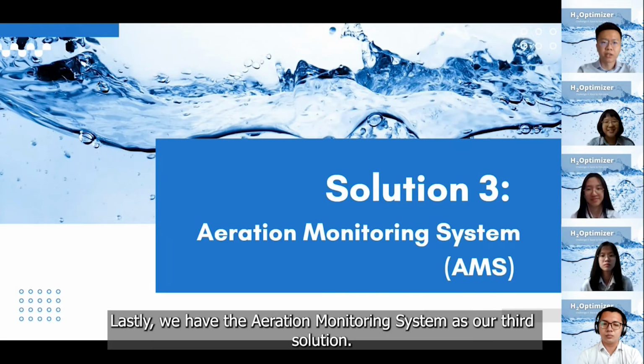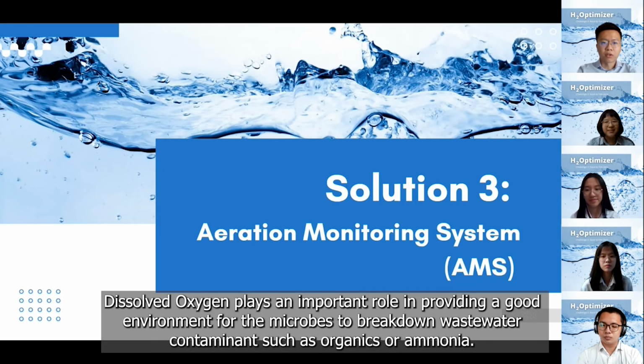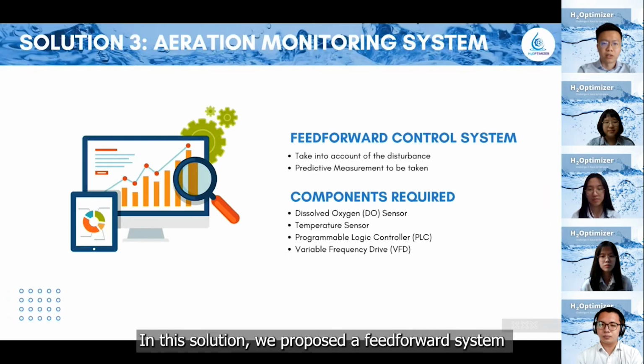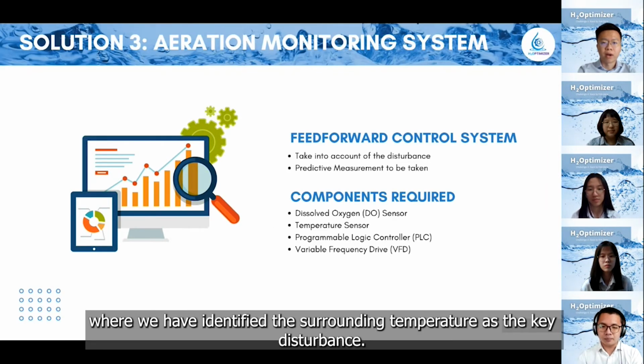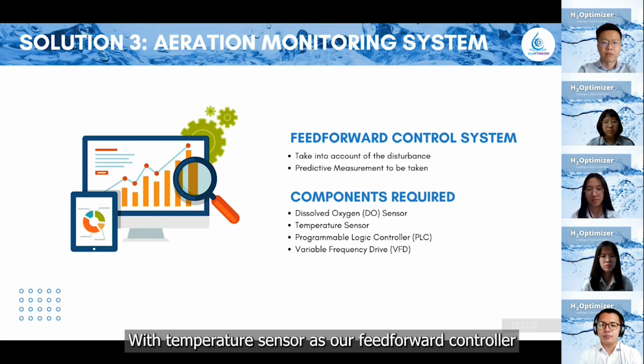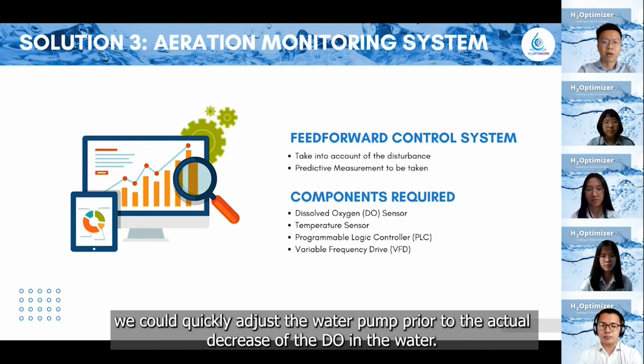Lastly, we have the aeration monitoring system as our third solution. Dissolved oxygen plays an important role in providing a good environment for the microbes to break down wastewater contaminants such as organics or ammonia. With that, it is important for us to closely monitor the dissolved oxygen concentration during the treatment. In this solution, we propose a feedforward system where we have identified the surrounding temperature as the key disturbance. This is because temperature has a great impact on the solubility of dissolved oxygen. With a temperature sensor as our feedforward controller, we could quickly adjust the water pump prior to the actual decrease of the DO in the water.